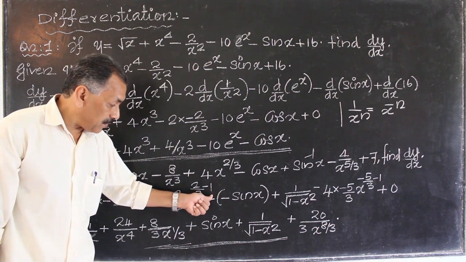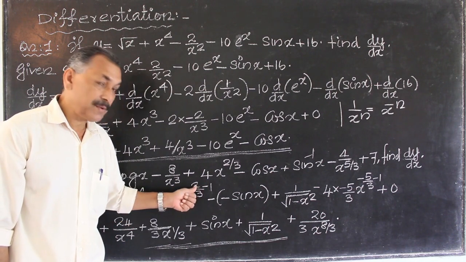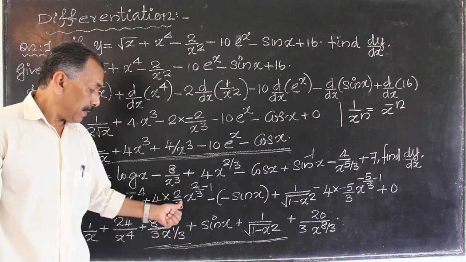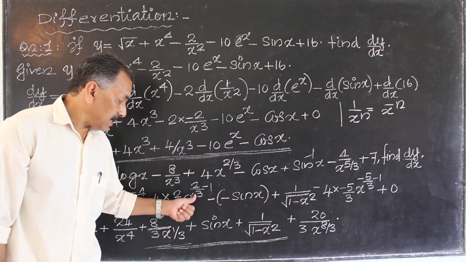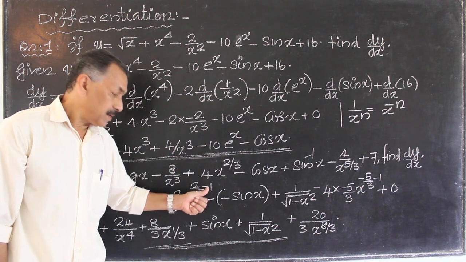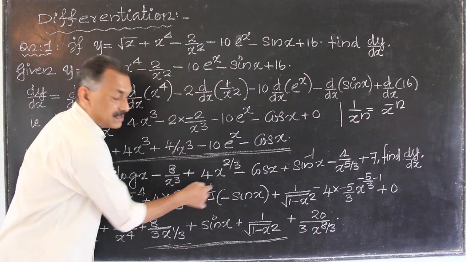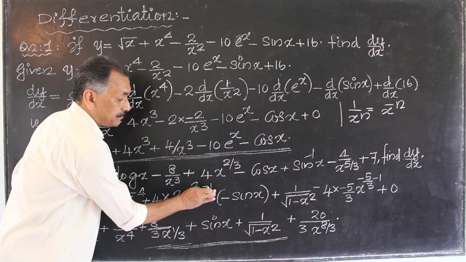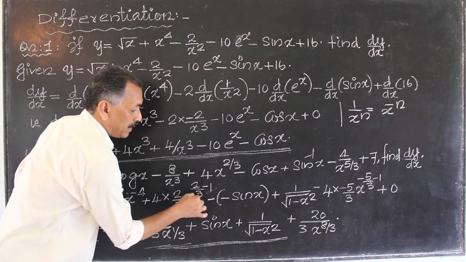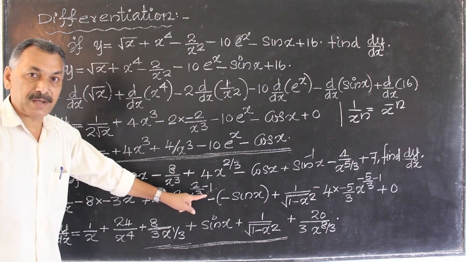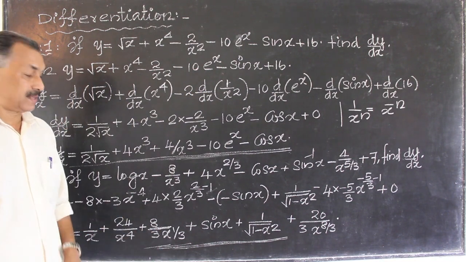Cross multiply: 2 minus 3 divided by 3. 2 minus 3 means minus 1 by 3. So this is x raised to minus 1 by 3, isn't it? This is x raised to 2 by 3 minus 1. When we cross multiply, 2 minus 3 divided by 3. So x raised to minus 1 by 3. x raised to minus n is equal to 1 divided by x raised to n, so it is divided by x raised to 1 by 3.